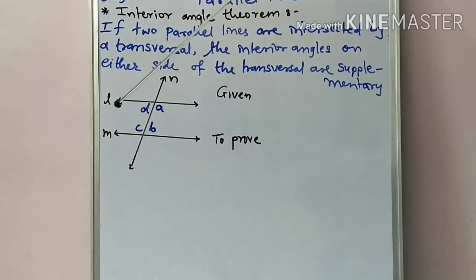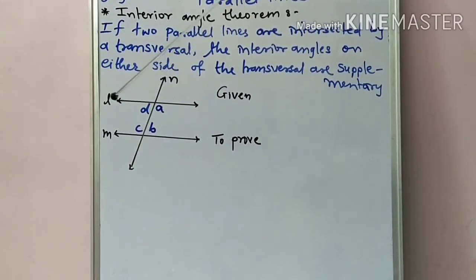First we draw two parallel lines, line L is parallel to line M, and we draw transversal line N intersecting the two parallel lines. Here we take the names of the interior angles on either side of the transversal. One pair is what? Angle A and angle B on one side, and angle C and angle D on the other side. These are the interior angles. Okay, so we write down this part as the given part.